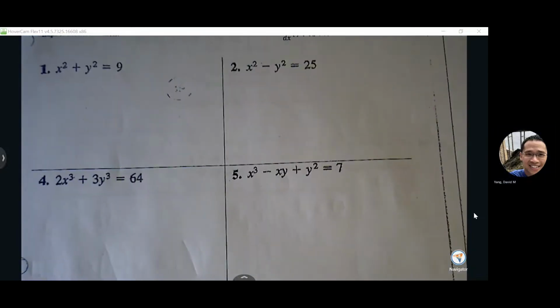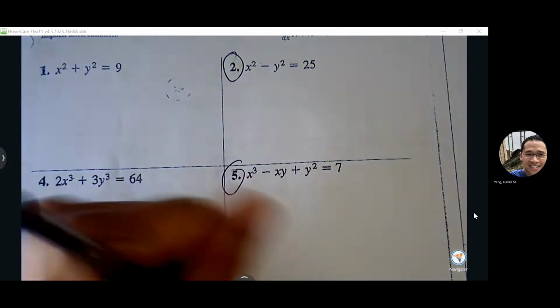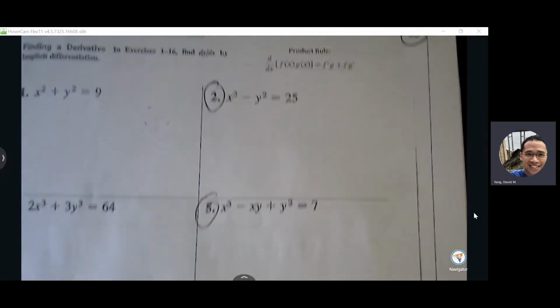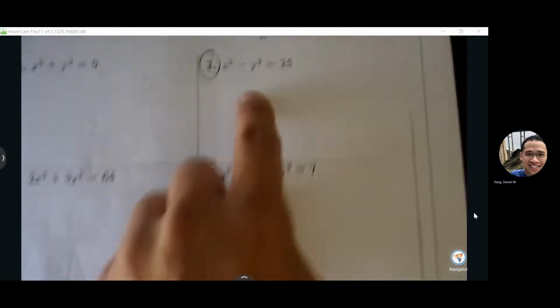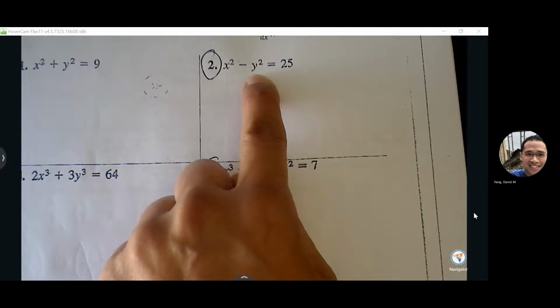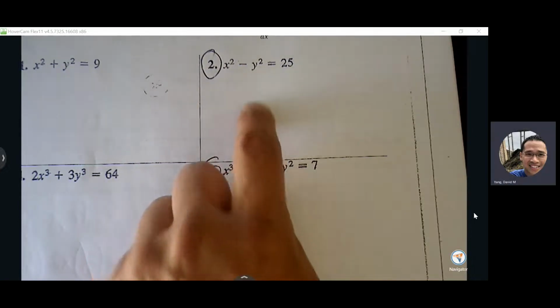All right, if you guys can turn to page 33. And we're going to step through 2, 5, and 7. Okay, do we see the need for implicit for number 2? Yes, okay. You're going to find the derivative. You're going to have dy over dx show up, right? dy over dx for the y's, right? Okay, so just wanted to point that out.